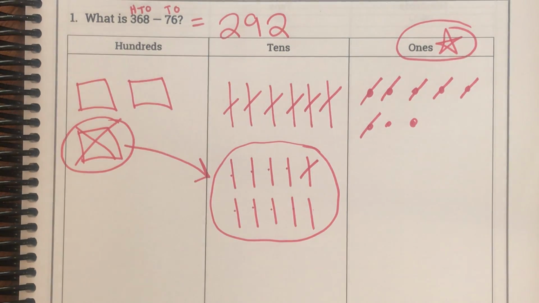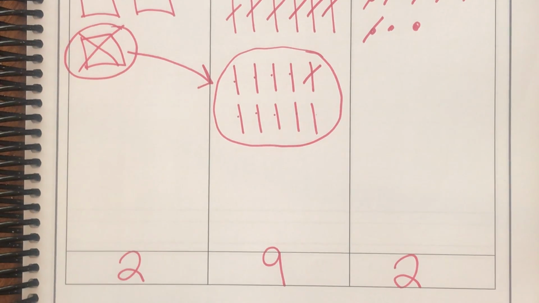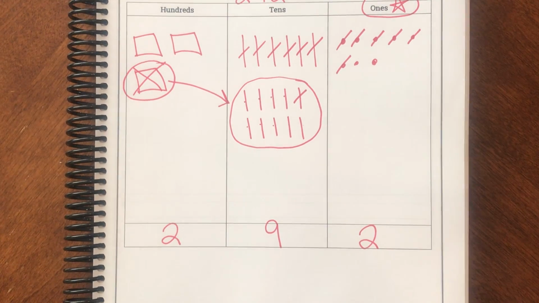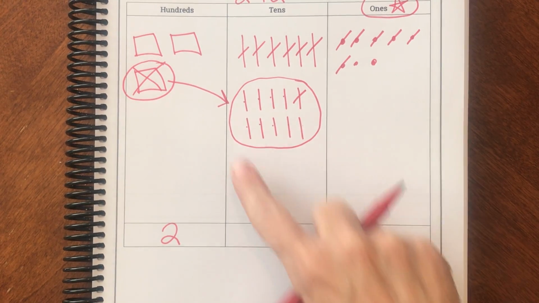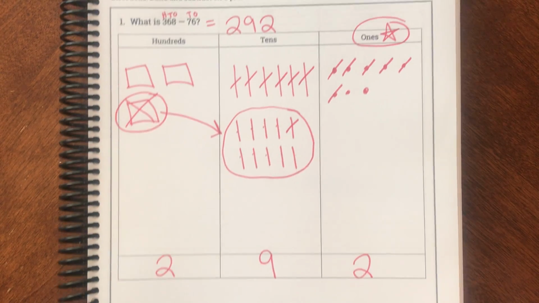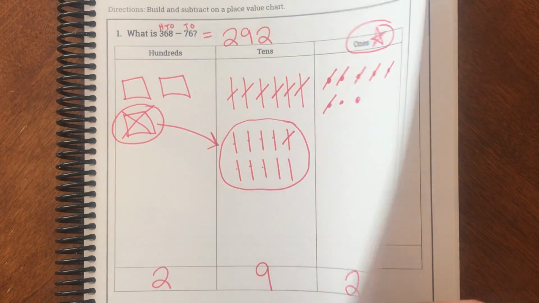292. Now they didn't ask me to do this in working form yet, so oh, I'm sorry, friends, you didn't get to see me put my answer. So let me zoom out so you can see that. I had 2 ones left, I had 9 tens, and I had 200. So I said my difference was 292. Okay, let's look at another one of these.